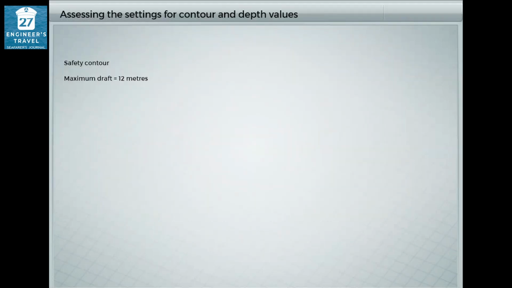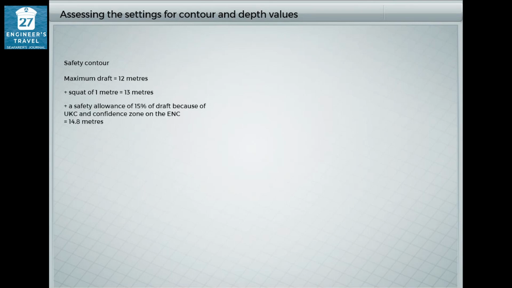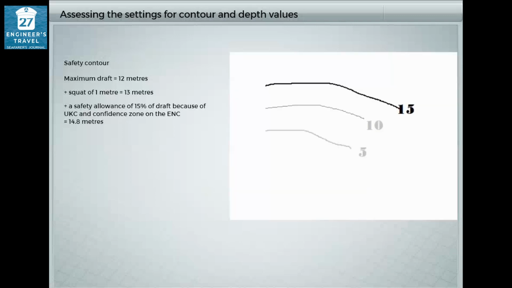Let's see how the value of the safety contour is calculated for a vessel with a maximum draft of 12 meters. Plus squat of 1 meter equals 13 meters. Plus a safety allowance of 15% of draft because of UKC and confidence zone on the ENC equals 14.8 meters. There is no allowance for rolling or pitching or height of tide. The calculation means that the safety contour value should be set to 14.8 meters. The ECDIS would default to 15 meters, being the closest one up from 14.8.